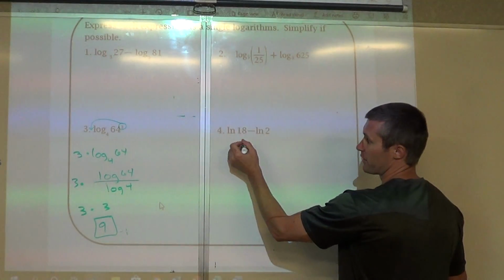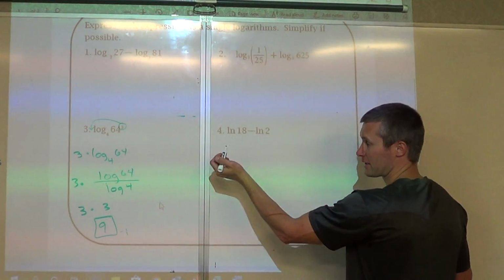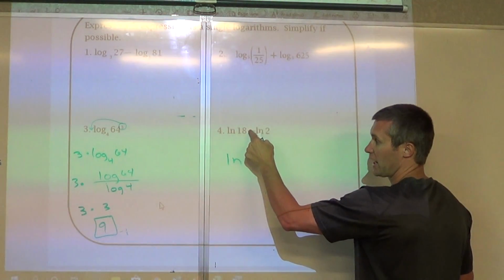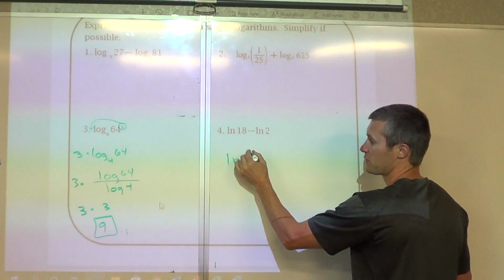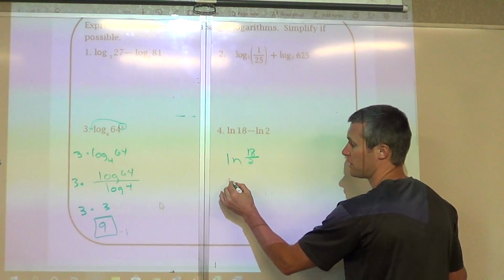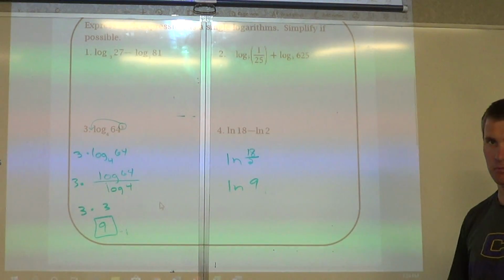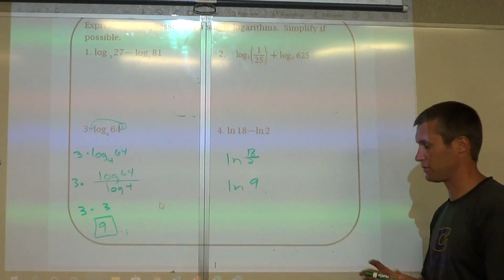Here, when we're dealing with natural log, that's okay. So we're just going to work with natural log. 18, I'm subtracting. When I subtract, then I divide these two numbers. So 18 divided by 2, which is 9. Now, I can actually get a number for that, but we're just going to leave it in that form.